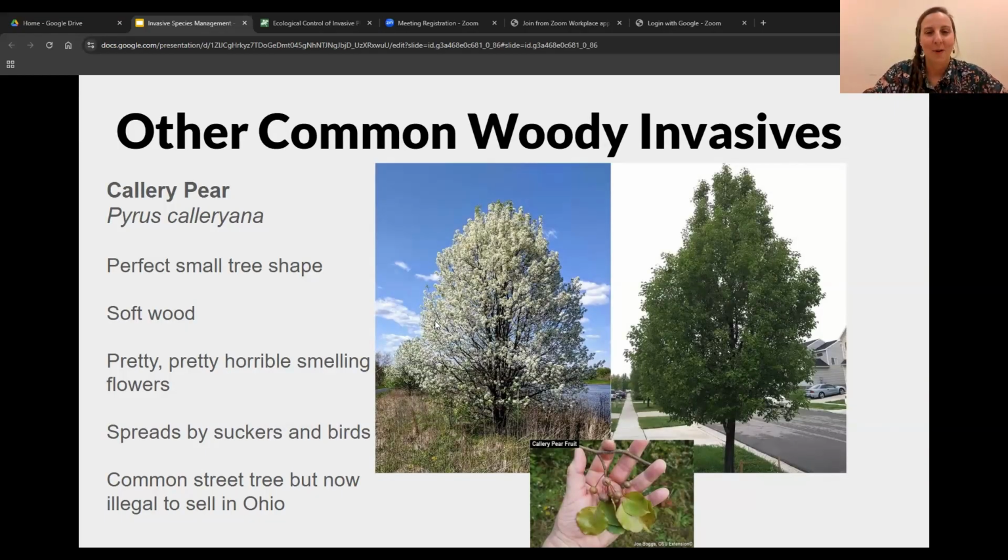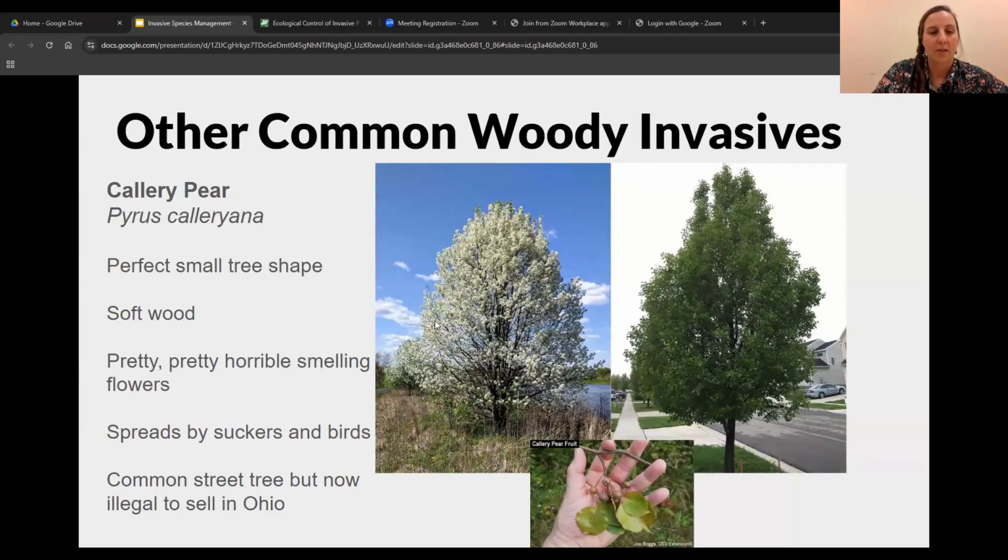Okay, Callery pear or Bradford pear is a small tree. It can kind of be shrubby, but mostly it's a tree. It's got a really beautiful shape, really pretty flowers. It stinks. The flowers smell horrible. I won't tell you what it smells like. You can look that up. It spreads by suckers and by birds, because there are these little tiny fruits that come up. They're not like any fruit you'd want to eat. It's just a little hard thing.